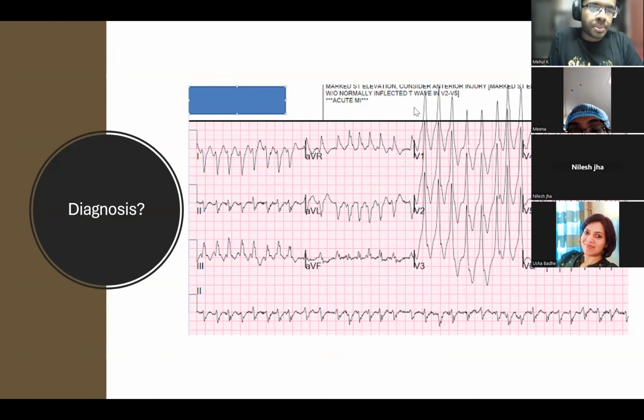Yes, very good. People have spotted it. They have spotted the fact that it is irregularly irregular. So irregularly irregular means what usually? And we are not seeing any P waves, so it must be atrial fibrillation. So that is only one part of the diagnosis.